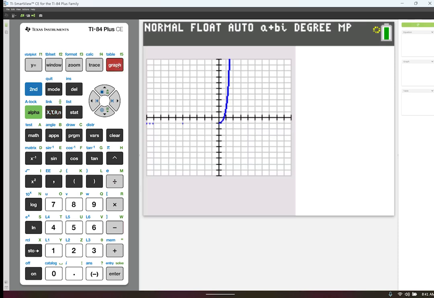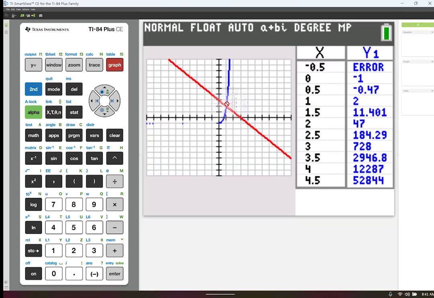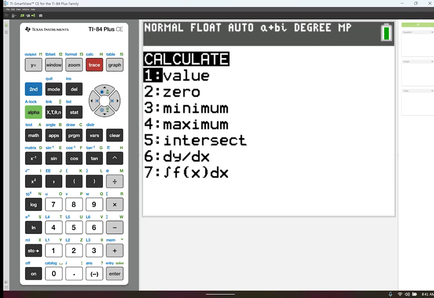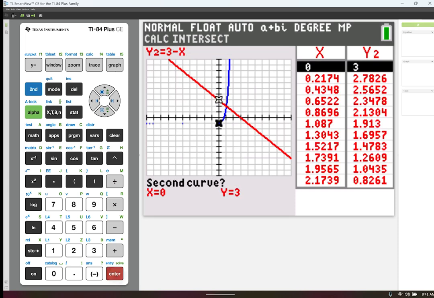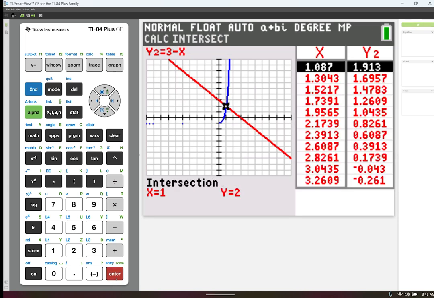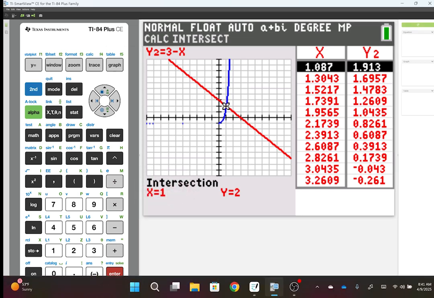We're going to go to our graph. Obviously, they are crossing right here. I mean, it looks like it's at 1 to me, but we're going to use the intersect feature. So second trace, which gets us that calculate menu, we're going to choose 5. So blue is first, enter. Red is second, enter. Guess, yes. All right, and in fact, it is an x value of 1.